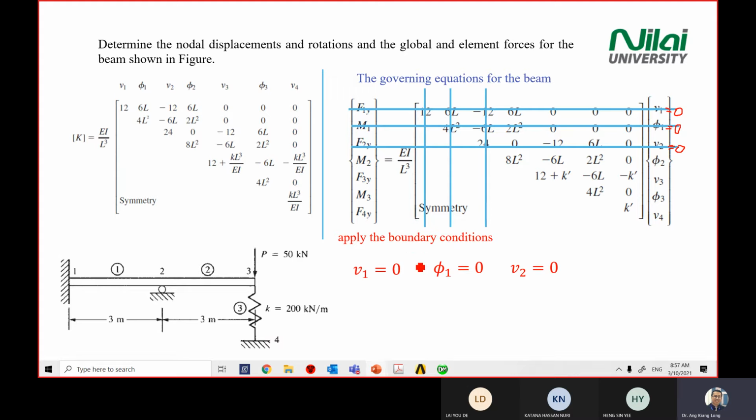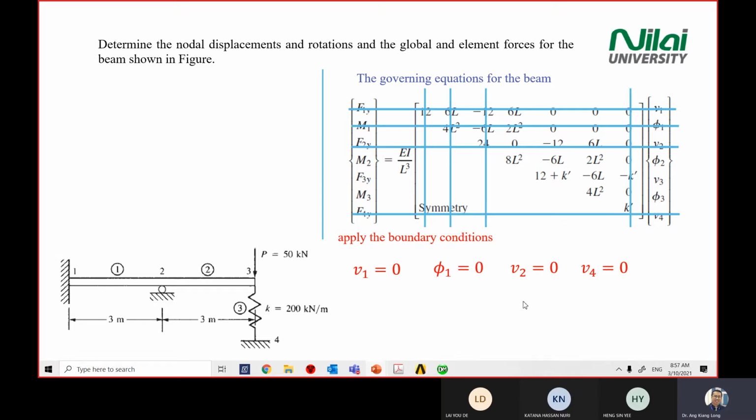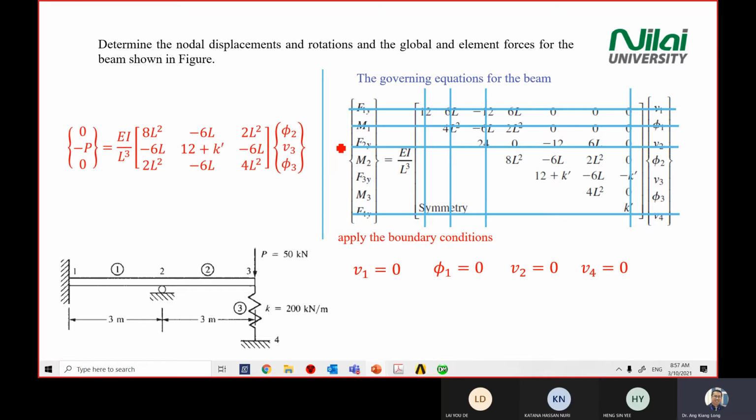You need the same technique for your coming test. So V4 here is 0, not able to move vertically. So you close number 4. As you can see here, you only have 3 unknowns left, or 3 equations from the matrix. After that, you rewrite the remaining equation after you close the equation with the boundary condition.